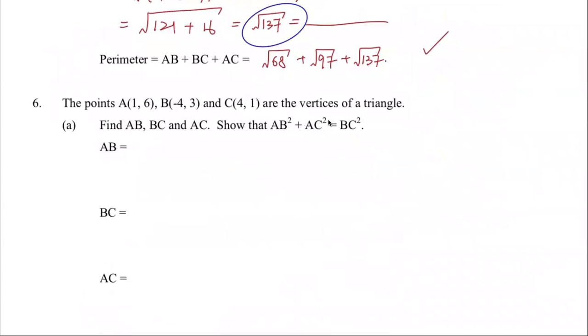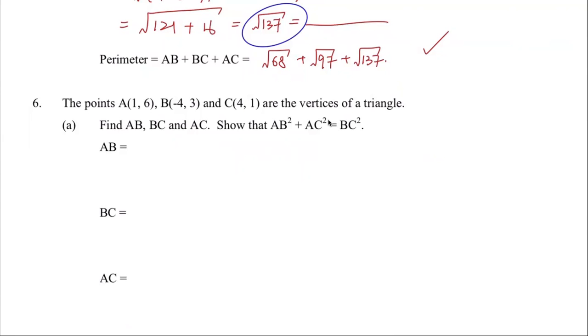Question 6. The points A, B, and C are the vertices of a triangle. Find AB, BC, and AC. Show that AB squared plus AC squared is equal to BC squared. See, it looks like a fancy question, but the real thing that the question is trying to test you on is still the distance formula, right? It doesn't matter how the question changes, you need to know the real thing that the question is trying to test you on.